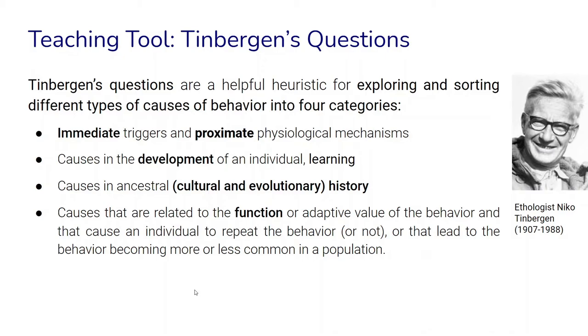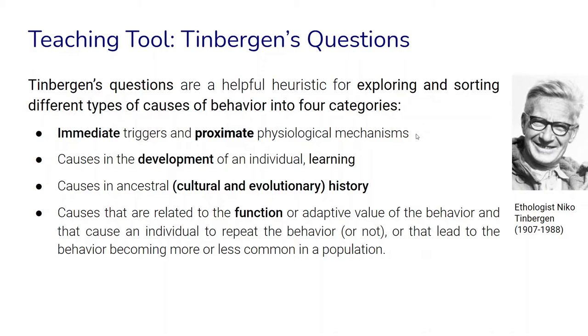Another important teaching tool that we like to use to help get some clarity about the diversity of different causes of human behavior is Tinbergen's questions. They're named after the ethologist Nicolas Tinbergen, who lived in the 20th century. And these are a helpful heuristic little framework or model for exploring and sorting different types of causes of behavior into four categories.